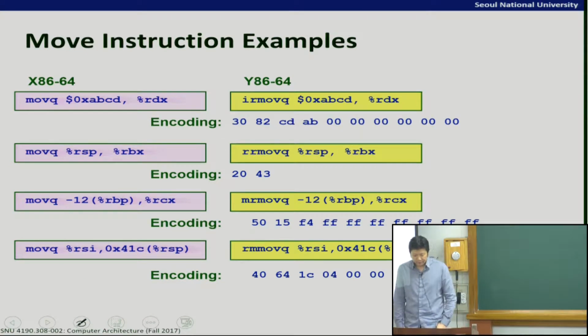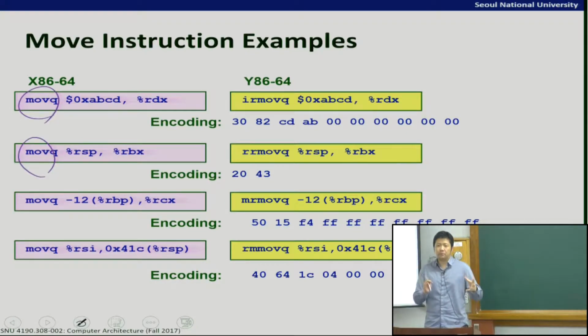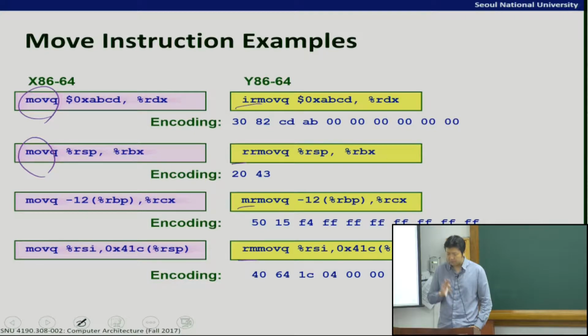So here are some examples, move instructions in x86 versus y86. In x86, we only have a move instruction, but the CPU will automatically know based on the operand types whether it's memory to register or register to memory. It'll be inferred by the hardware itself. But in this case, we actually have a specific prefix to show where the source operand comes from and where the destination operand goes to.